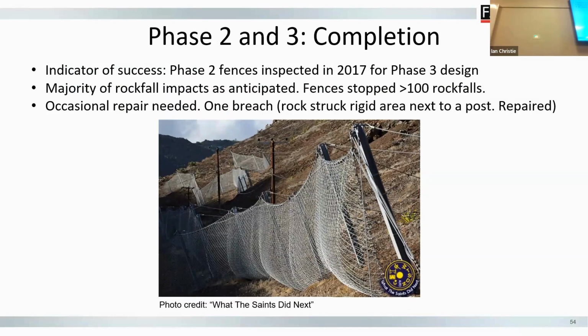And a good indication of the success of these works. So the fences look like that. When we were out for the phase 3 design, we inspected the phase 2 fences, and we found that most of the rockfall impacts were where we thought they would be. They were at the right level that we had predicted, and the fences actually stopped about 100 rockfalls, with only a couple of locations where they needed a bit of a repair. So a good indication of success there.